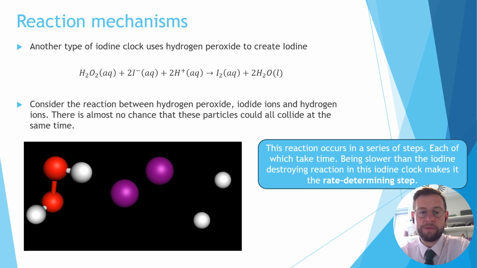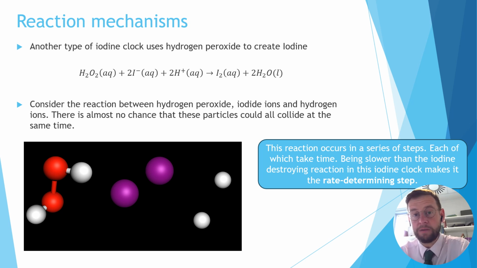Now, if we look at this reaction here, you can see just how many particles have all got to get together to be involved in this reaction. There's the hydrogen peroxide, there's a pair of iodide ions and a pair of hydrogen ions. Now, of course, there's not going to be a simultaneous collision of 5 particles. It's going to happen in a sequence of steps.